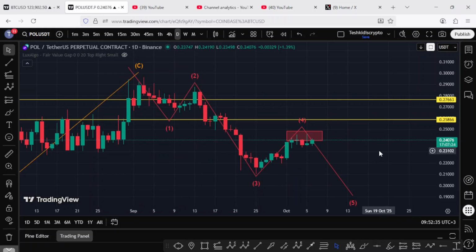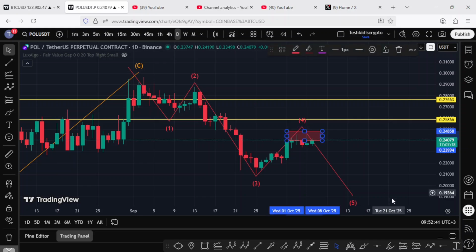Polygon Matic at the time of this recording is giving us a bit of a bounce into our key area of resistance between the 0.248 and the 0.239, which is that red target area. And that is after getting a pullback to the downside from the highs we made above the 0.297.